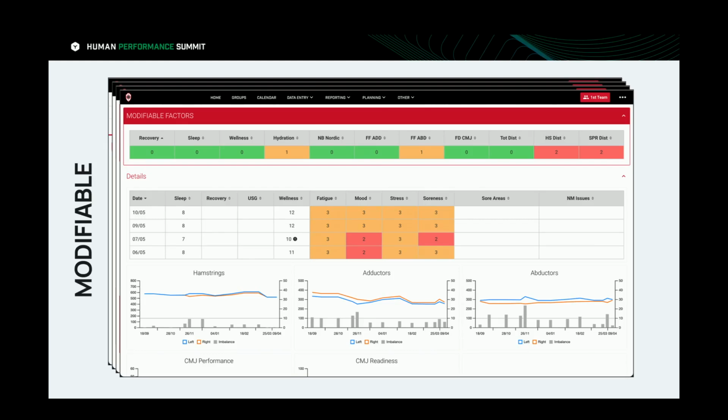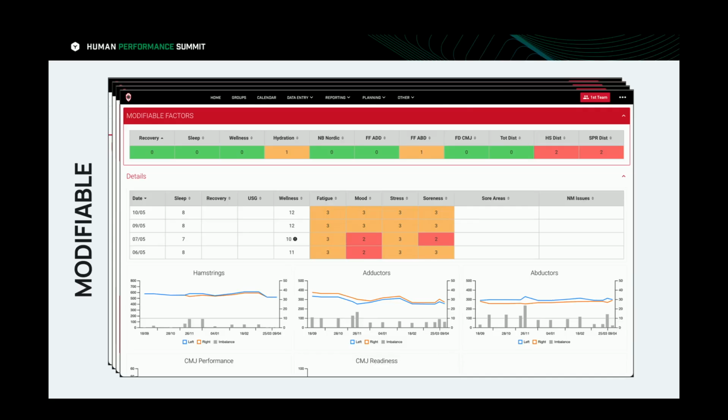Within the modifiable factors, these are the factors that we are dealing with daily, because of course they fill in the wellness questionnaire. Here you can see immediately with the colors, so it's pretty easy for everybody in the staff. So green, orange, red. You can see immediately within the wellness questionnaire if something is off, and then you can start talking with the players.